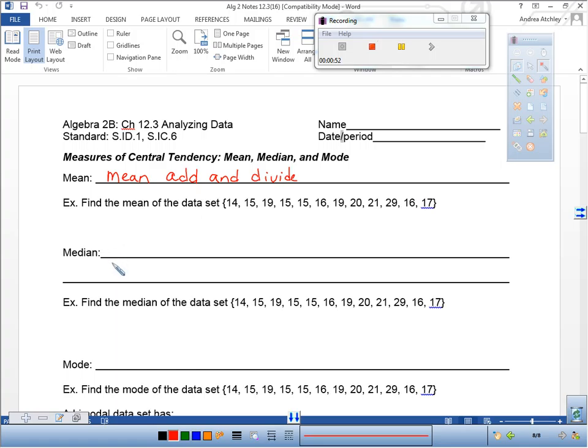Three blind mice, right? Three blind mice. I don't know the song though. Yeah. But anyway, that is the song for mean, median, mode.